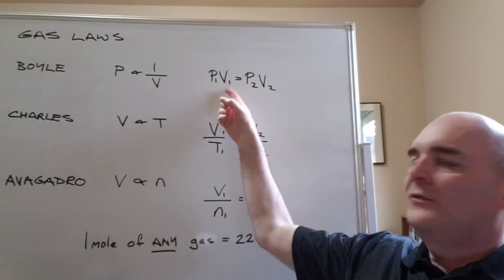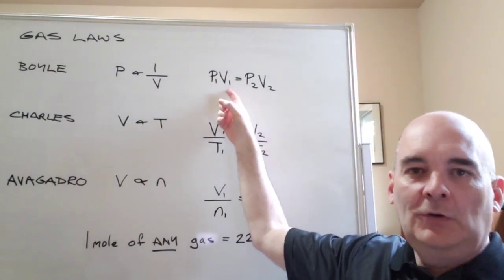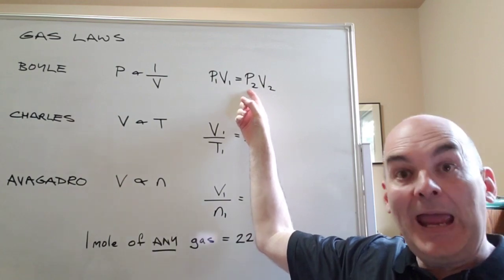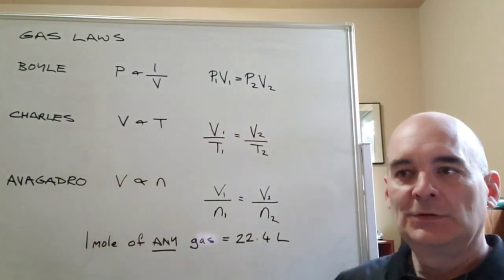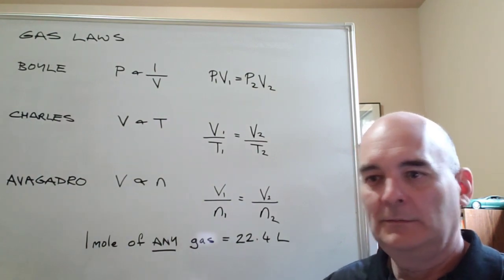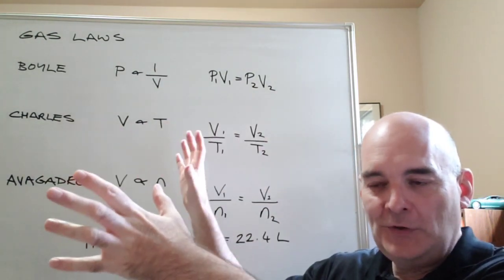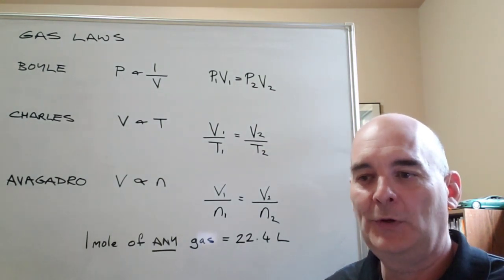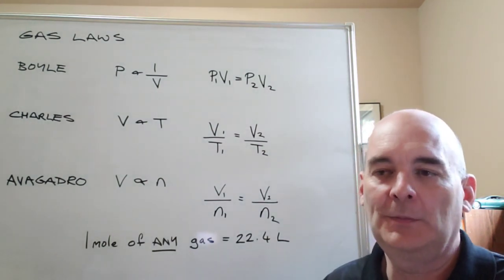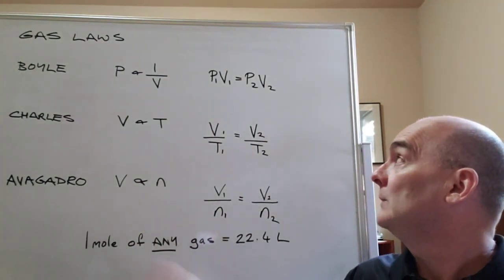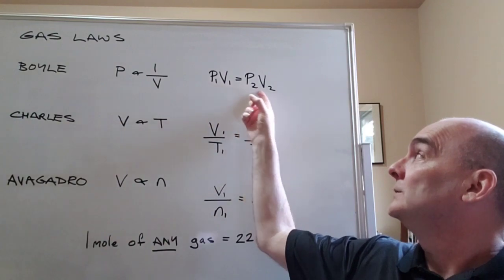Well, if pressure times volume is a constant, then the pressure times the volume at the start of anything that I do has to be equal to the pressure and the volume at the end of whatever I do. So if I take a balloon and I blow it up, I know its pressure and its volume. If I let some air out of that balloon and I now know its new volume, I automatically know its new pressure. So Boyle's law can be written as P1V1 equals P2V2.